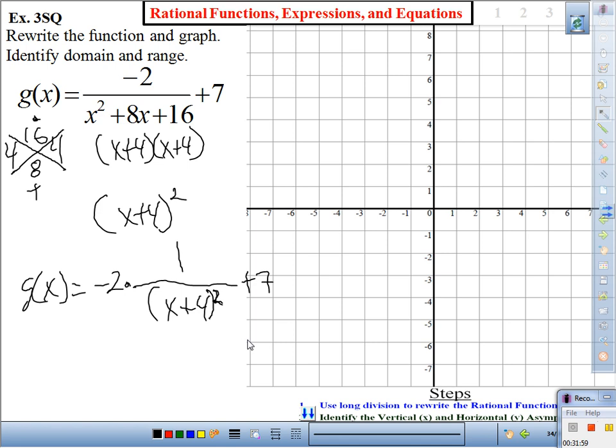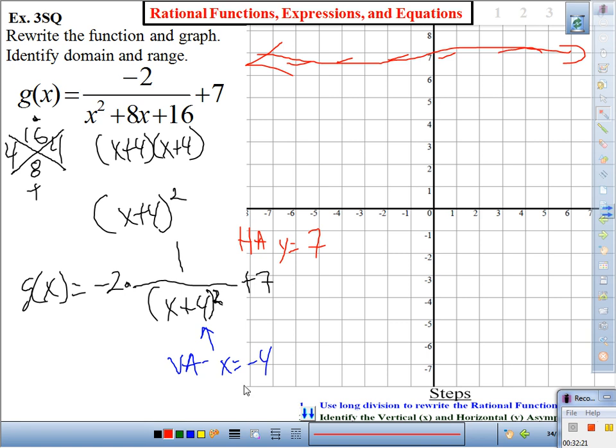Tell your neighbor the vertical and the horizontal asymptote of that one. Vertical asymptote is x equals negative 4. It's right there, yes. Horizontal asymptote is y equals 7. So 7's up here. Oh, got it. My bad. Negative 4 is right here. All right. Oh, by the way, this is a what? So that means it's going to be right there.